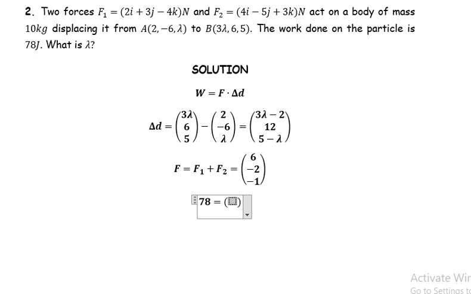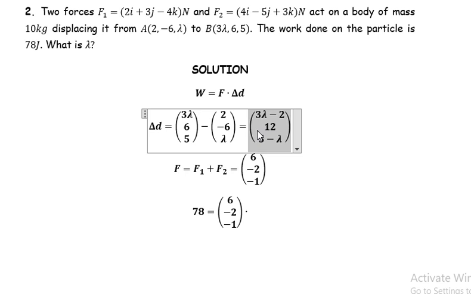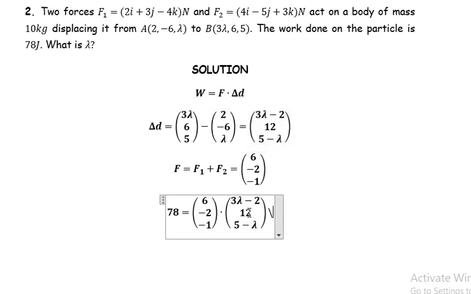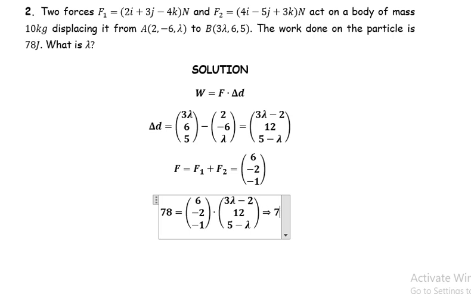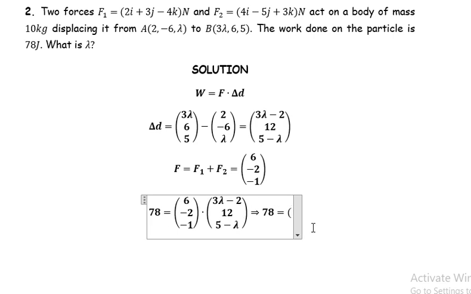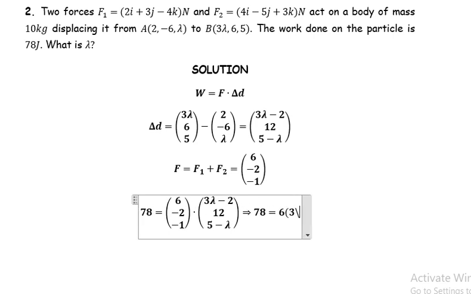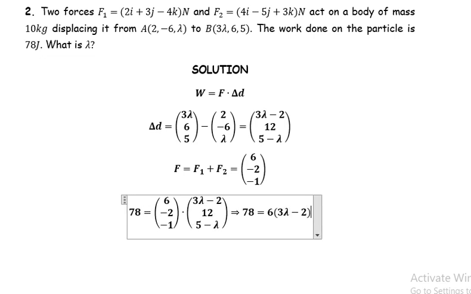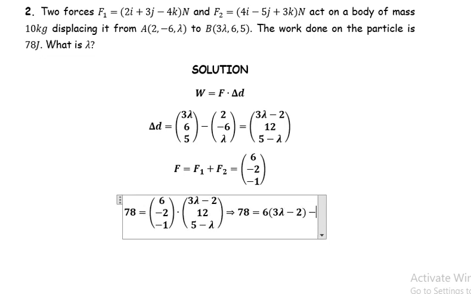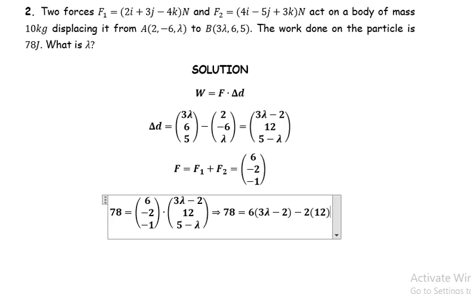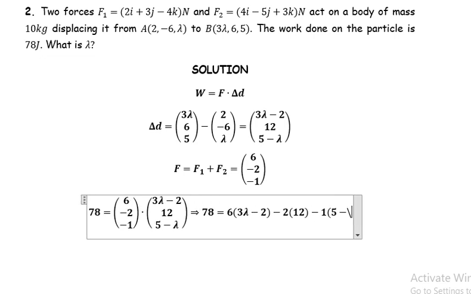So my work done, which is 78 joules, is just equal to this force here, the resultant force acting on the body, dot the change in displacement. So it therefore means that 78 will be equal to, now let's do the dot, 6 times 3 lambda minus 2 plus negative 2 times 12 minus 1 times 5 minus lambda.